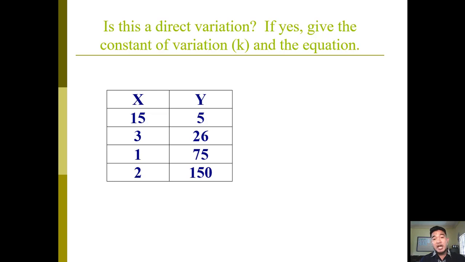Once again, to check if this table represents direct variation, we divide y by x. So y divided by x is 5 divided by 15, which is 1/3. So that's 1/3. 26 divided by 3, this is not 1/3. So that means this is equal to 8.67. So ibig sabihin, hindi na agad magkamukha yung ating k, una pa lang. So definitely this is not an example of direct variation because the k values are different.